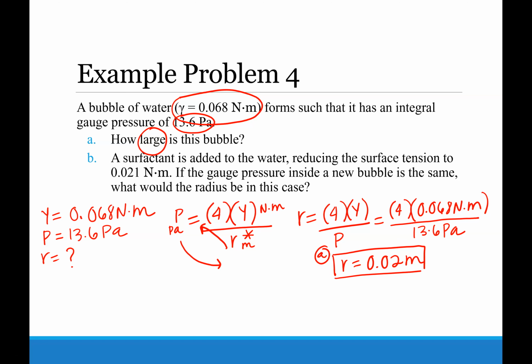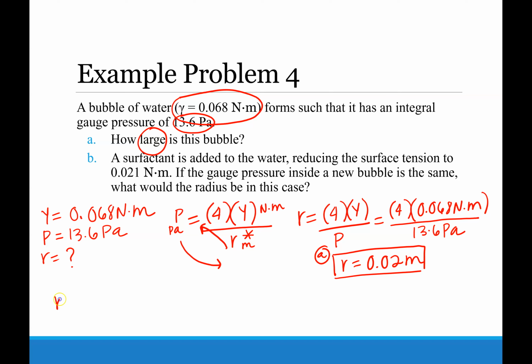Part B says a surfactant is added to the water, reducing the surface tension to 0.021 Newton meters. If the gauge pressure inside the new bubble is the same, what would the radius in this case be? So everything about the situation stays the same, except the surface tension changed.